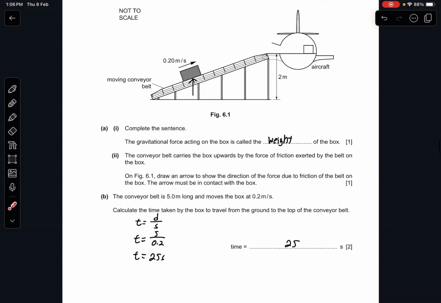B. The conveyor belt is 5 meters long and moves the box at 0.2 meters per second. Calculate the time taken by this box to travel from the ground to the top of the conveyor belt. So they give you the speed and then they give you the distance. So distance equals speed times time. Then we just move things around, we get time equals distance over speed. Just divide it, you get 25 seconds.